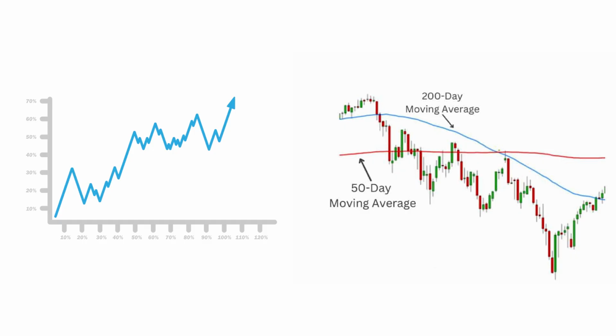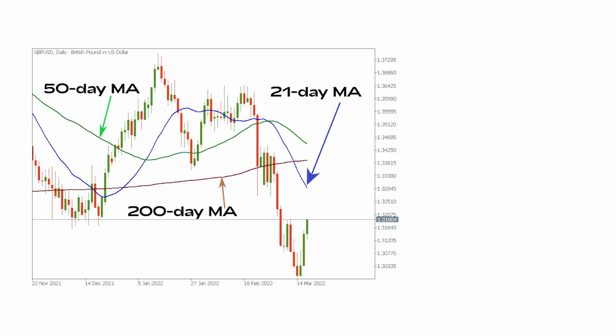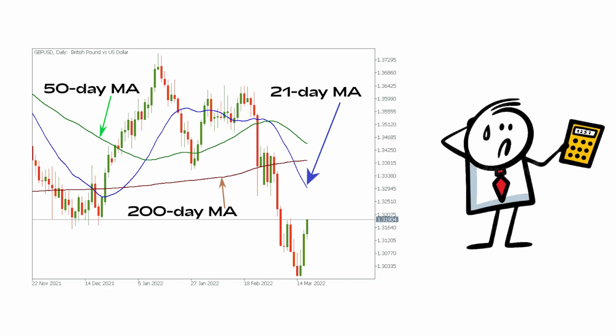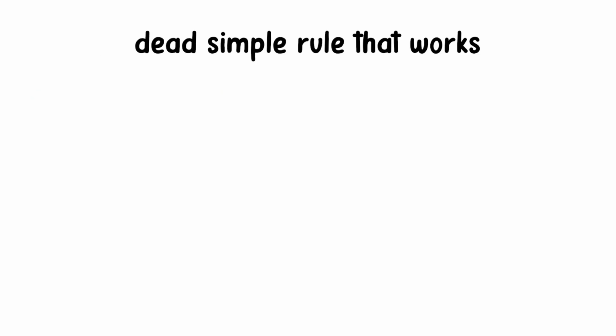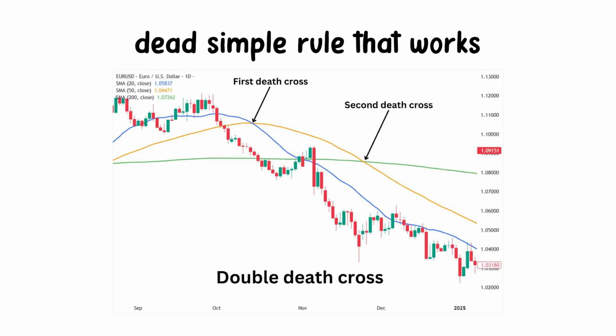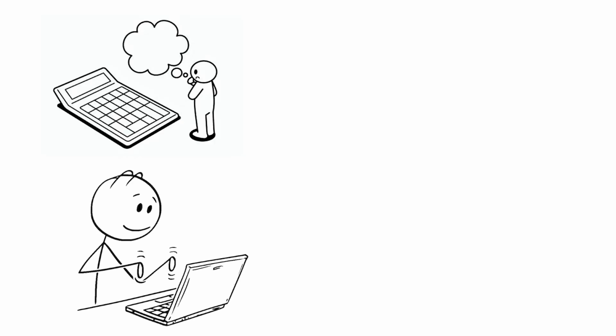The most popular moving averages are the 50-day and the 200-day. The 50-day average shows you the average price over the last 50 days. The 200-day shows the average over the last 200 days. Your charting app calculates these automatically. You just need to look at them. Here's the dead simple rule that works. If the price is above the line, the trend is up. If the price is below the line, the trend is down. That's it. You don't need to calculate anything. Just look. Is the price above or below the line?